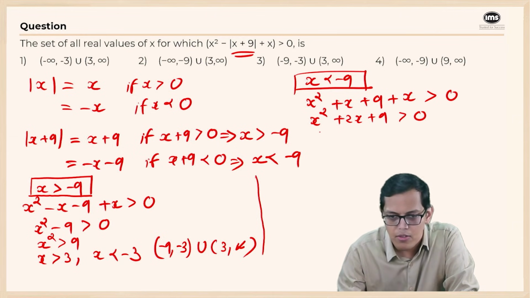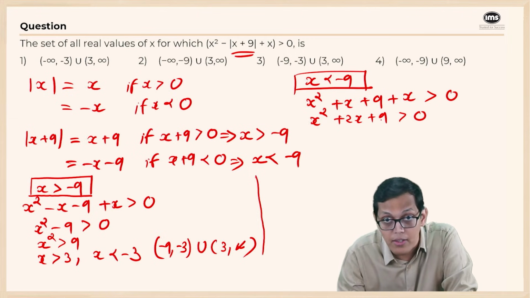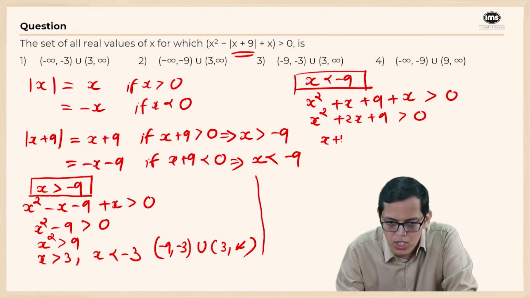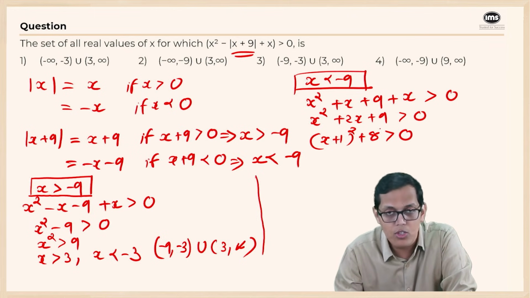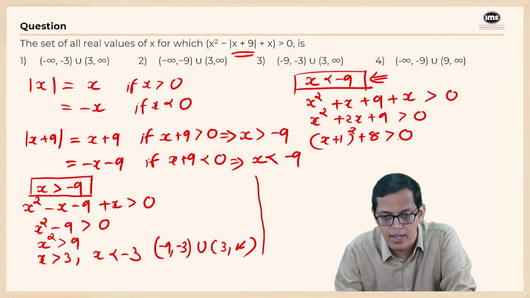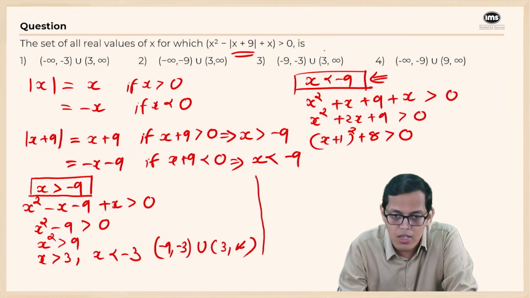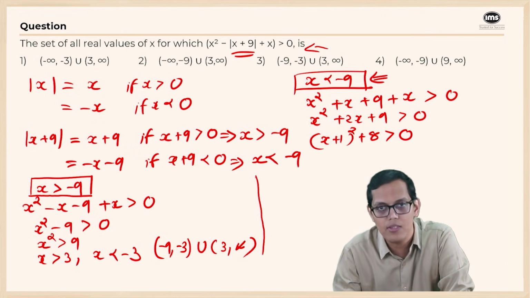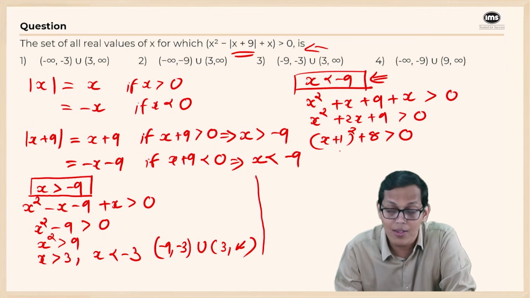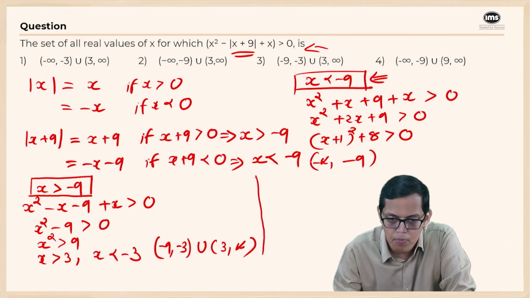Now this is interesting. We know x square plus 2x plus 1 is a perfect square of x plus 1. That means this is actually x plus 1 whole square plus 8. This has to be positive in case of any x. So for all the values here, x less than minus 9, the situation actually becomes a success. That means I'll have to invite all the numbers less than minus 9. So minus 9 to minus infinity becomes the answer here.